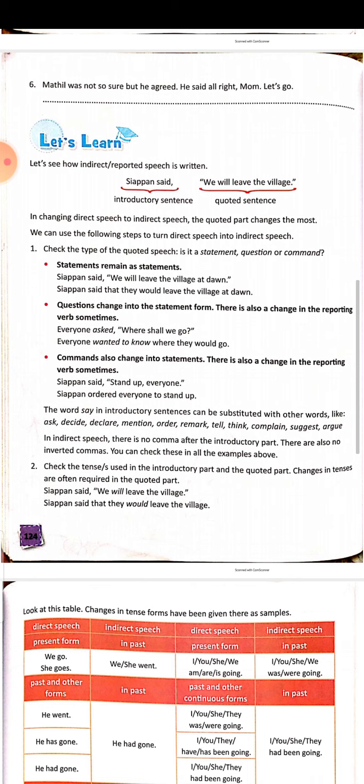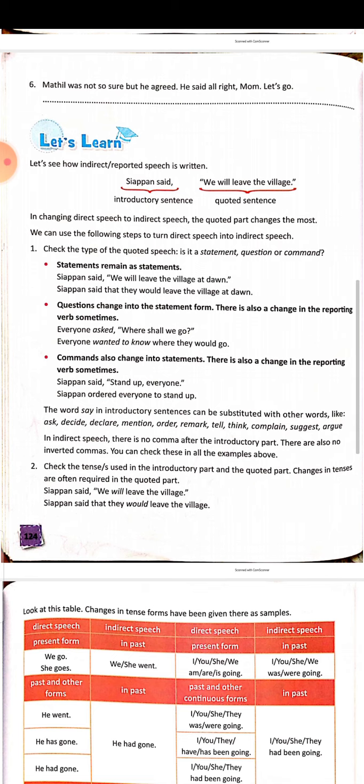There is also a change in the reporting verb sometimes. Sipan said, "Stand up, everyone." Sipan ordered everyone to stand up. So, when we are asking any question, you have to change the reporting verb sometimes. Okay? And in commands also, it may be changed.